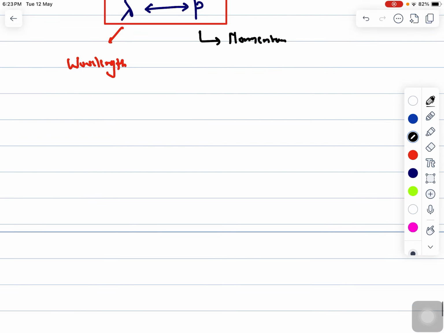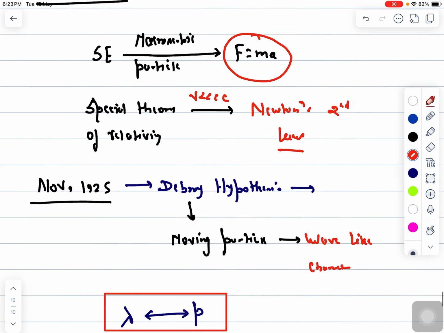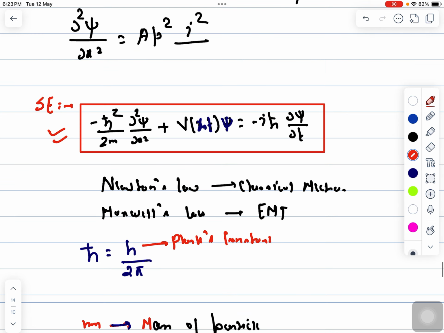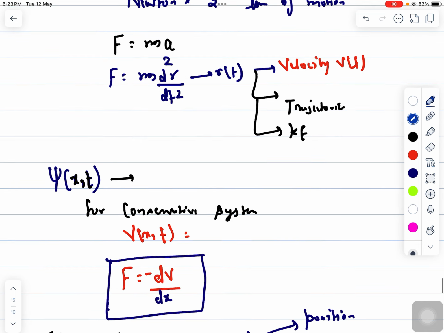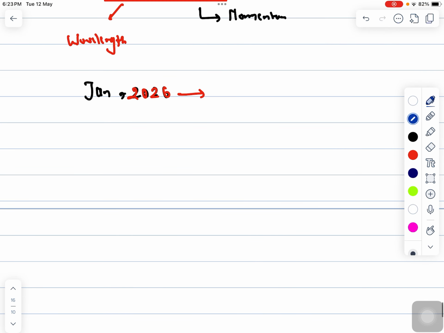And just after a couple of months, in January 2026, I think this is exactly the 100th year of this particular incident, he published a paper deriving the Schrodinger equation, which looks the way we have seen here, and that is the equation we are going to derive in today's lecture. So this is all about the historical part of the Schrodinger equation, and how the de Broglie hypothesis plays a very crucial role in its derivation.